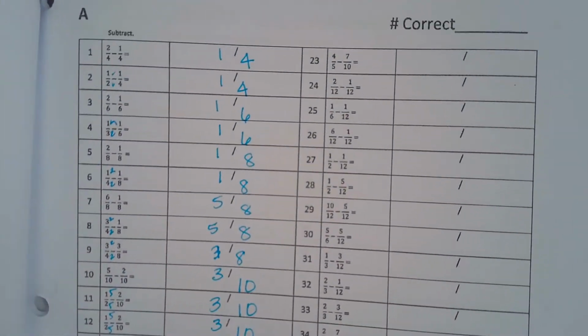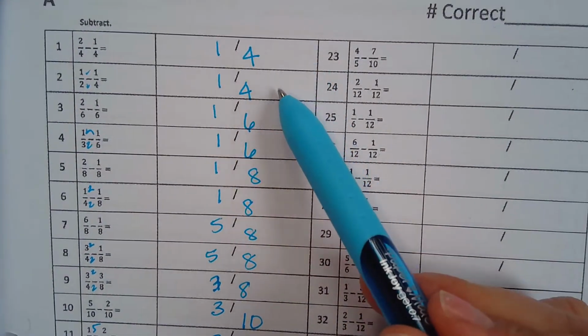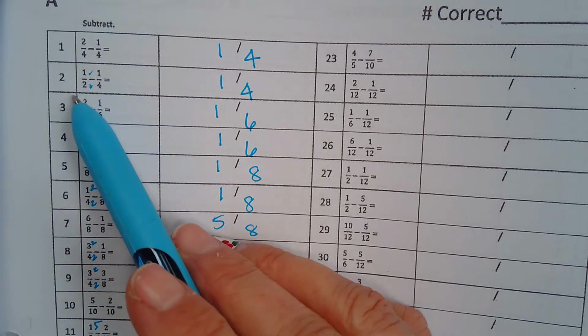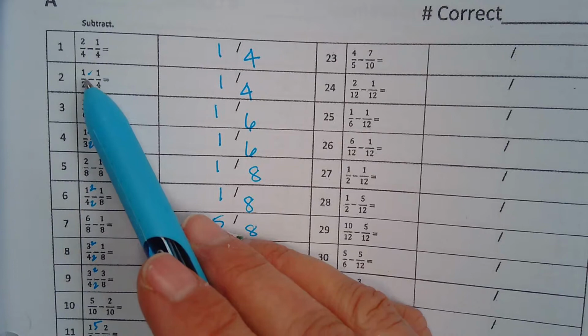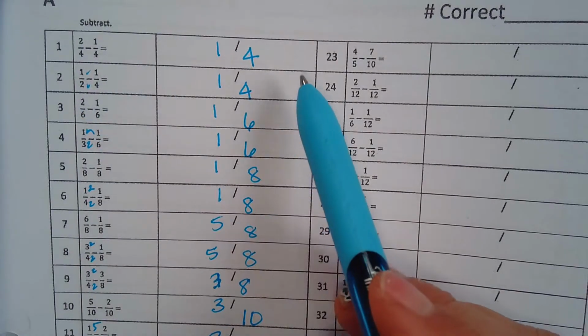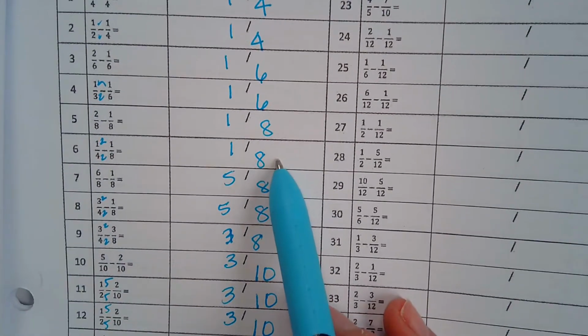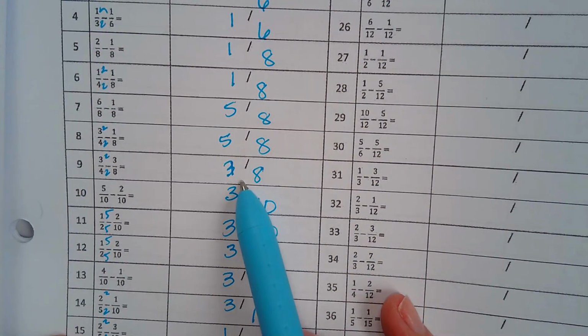So let me show you what I came up with. Check your work. 1/4, 1/4. So I started multiplying. I started going, okay, the common denominator has to be 4, so I have to multiply that by 2. If I have 2 on the bottom, 2 on the top, 2 subtract 1 is 1/4. 1/6, 1/6, 1/8, 1/8, 5/8, 5/8, 1/8.